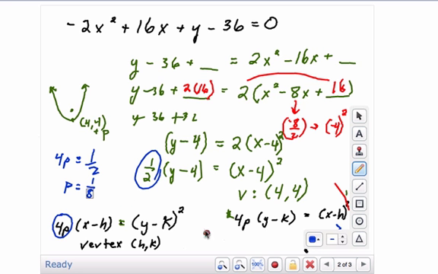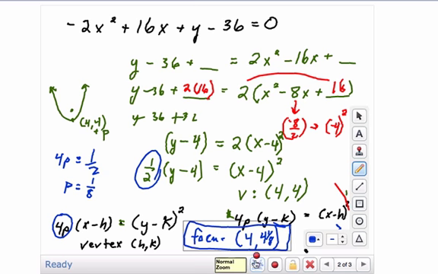Okay, so I'm going to put this down here, the focus. The x-coordinate stays the same, and the other one is 4 and 1/8. You also could have written that as 33/8. That is also the same point as 4 and 1/8. Okay, that's your focus.